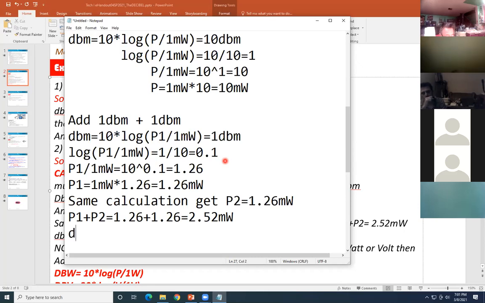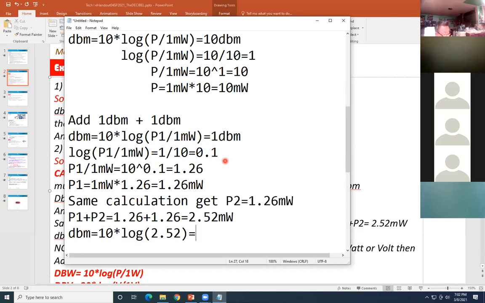So dBm will be 10 times log of 2.52, which equals 0.401, times 10, so 4.01. That is how.